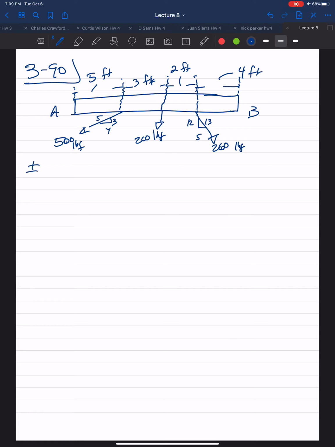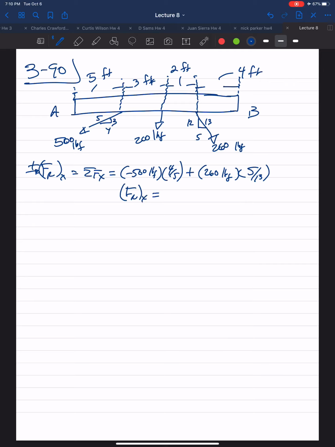All right, so the X component of my resultant force is the sum of all my forces in the X direction. So the 500-pound force extends in the negative X direction. That's negative 500-pound force times the 4/5 slope triangle ratio plus the 260-pound force times the 5/13 slope triangle ratio. This gives you negative 300-pound force.